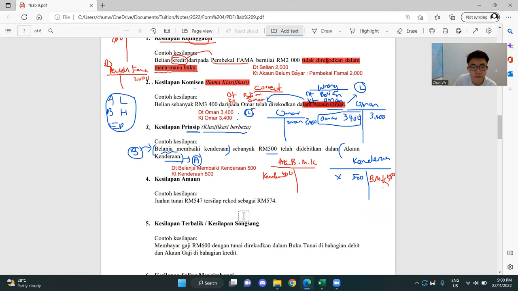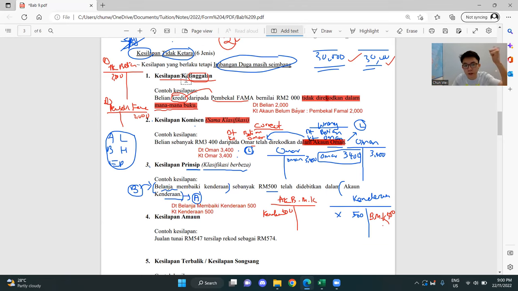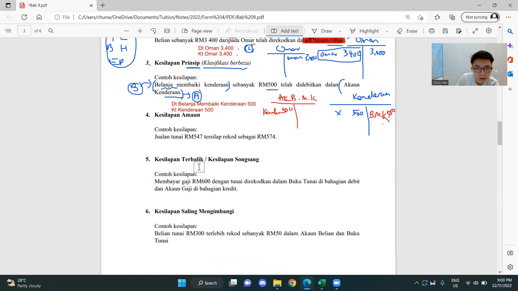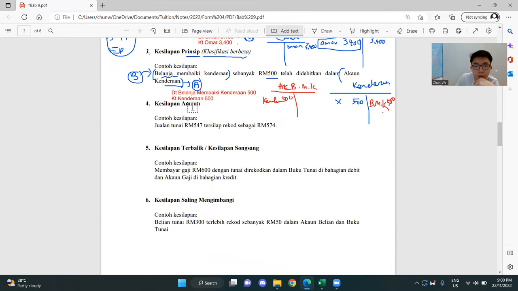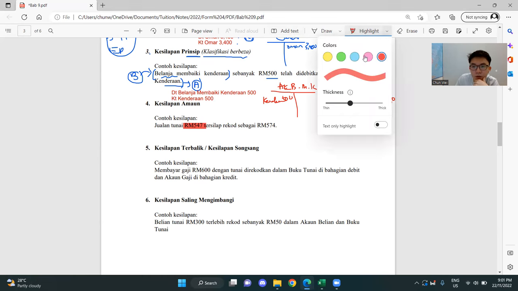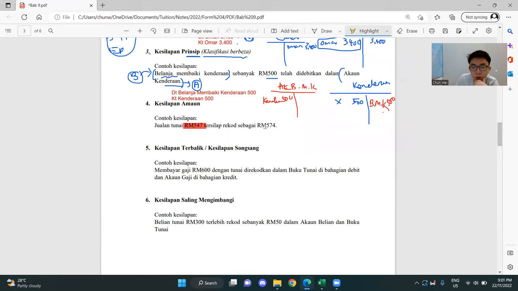Okay, next. So we already learned ketinggalan, commission, and prinsip. Okay, another three. Kesilapan amount. So kesilapan amount deals with amount. Contoh kesilapan. Jualan tunai 547. So this is the correct one, 547. But you tersilap record sebagai 574.